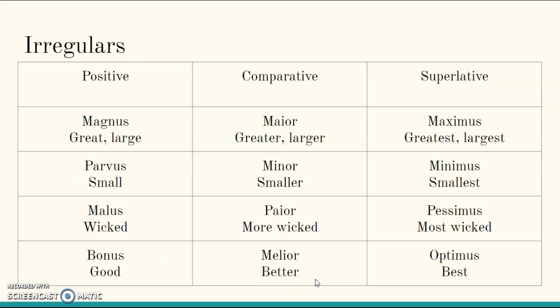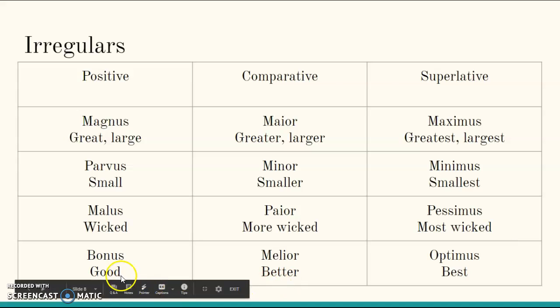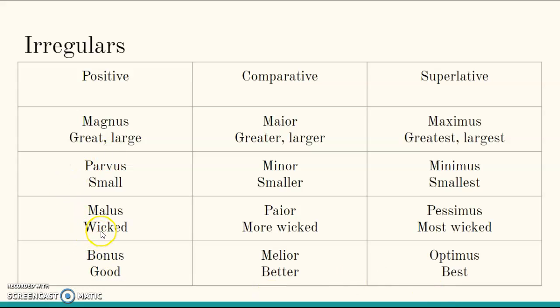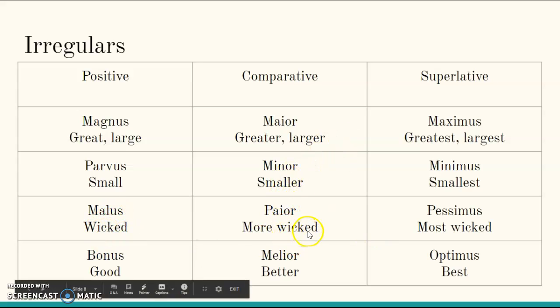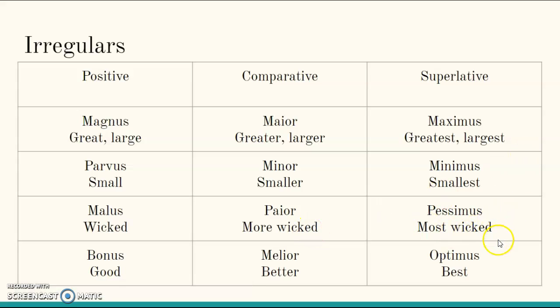Now, just like in English, not every adjective follows the same pattern. In English, instead of saying good, gooder, and goodest, we say good, better, and best. Same in Latin. Bonus means good, melior means better, optimus means best. And I'm just going to work my way up from the bottom. The word wicked or bad, malus. Malus just means wicked. Peior means more wicked or more bad or worse. Pessimus, most wicked or worst.